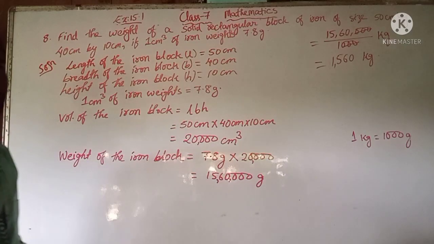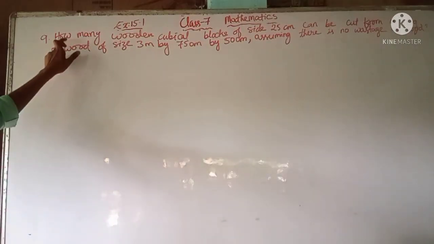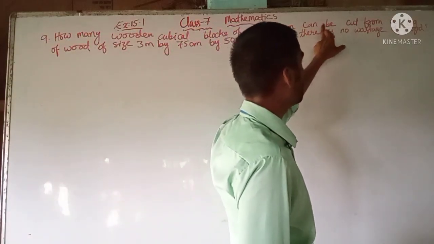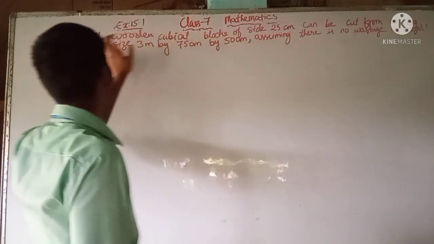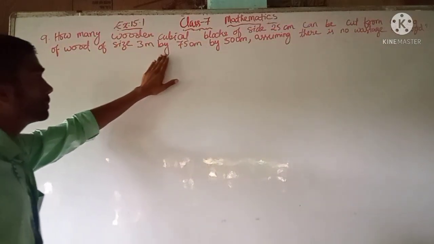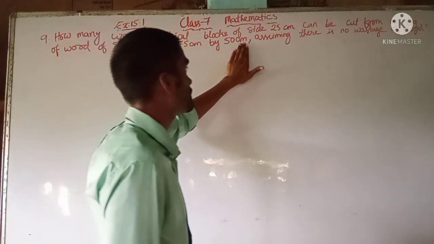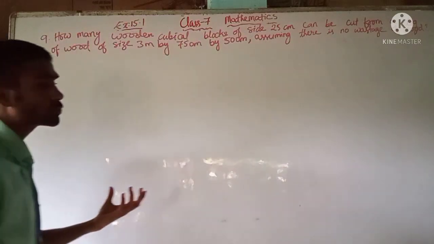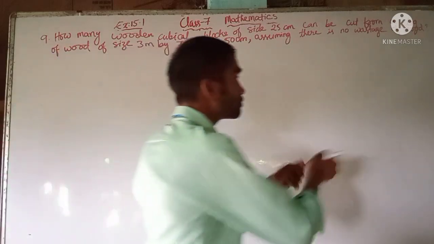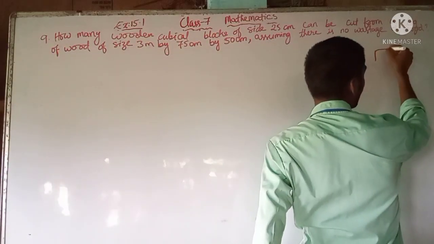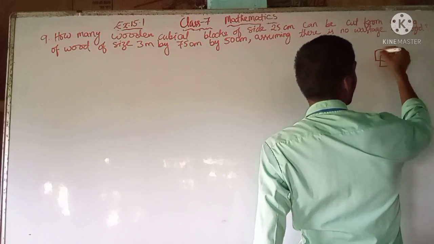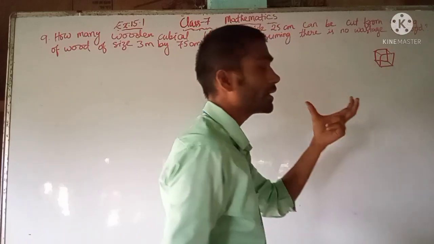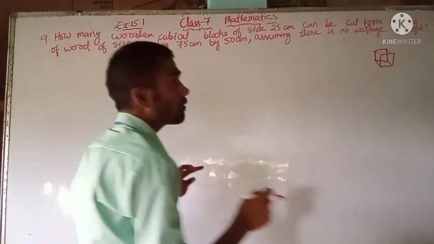Now question number 9. How many wooden cubical blocks of side 25 centimeter can be cut from a log of wood of size 3 meter by 75 centimeter by 50 centimeter, assuming that there is no wastage of wood? That means there is one small cubical box, and in such a way many small cubical boxes are to be taken out from a log of wood.